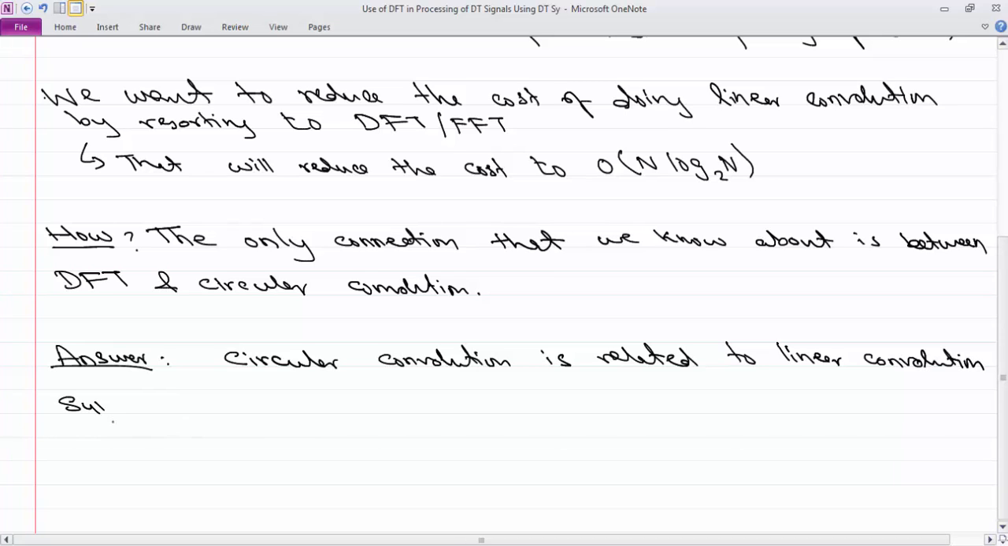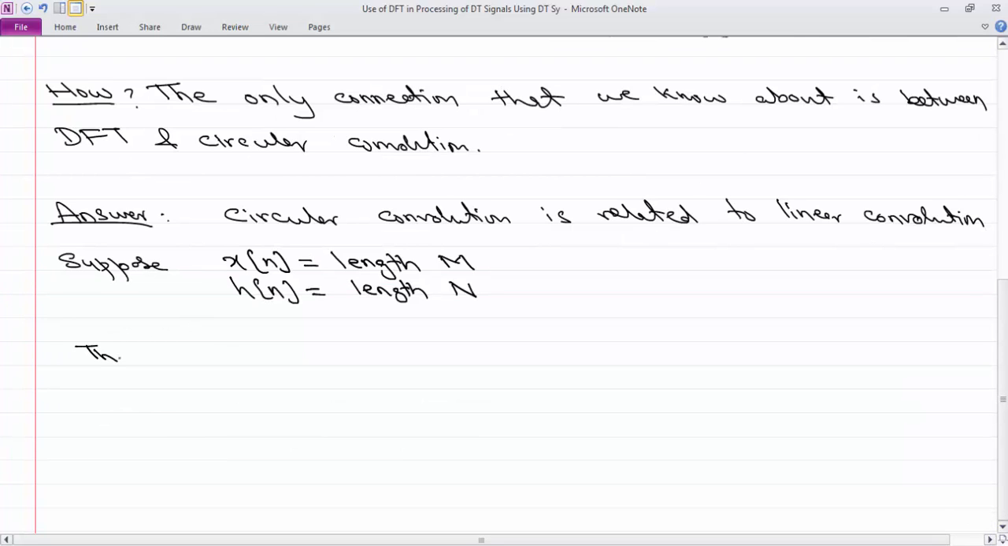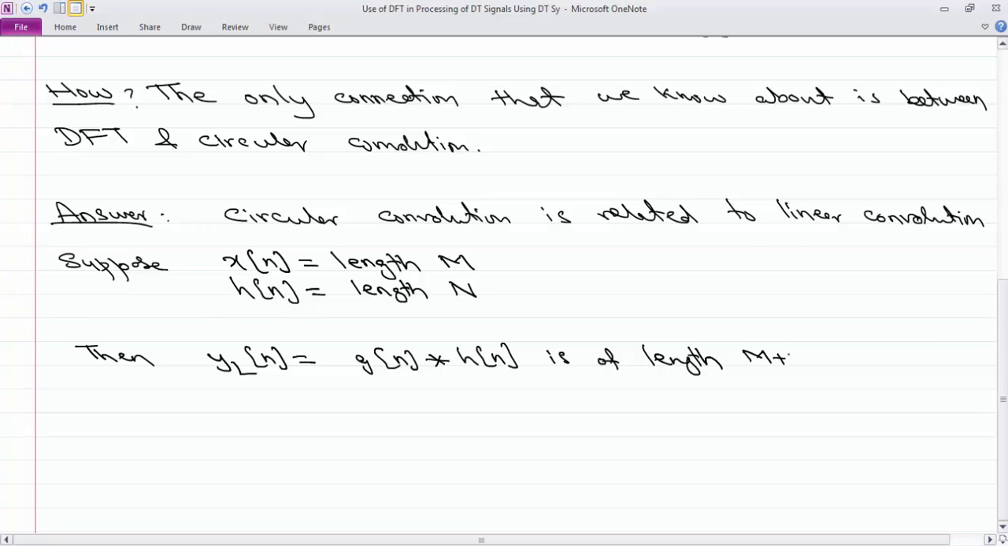To make that clear, suppose x[n] is of length M, which means it goes from 0 to M minus 1, and h[n] is of length N. In that case, if I do linear convolution of the two sequences, then we know that the output will be of length M plus N minus 1, the length of one sequence plus the other sequence minus 1.